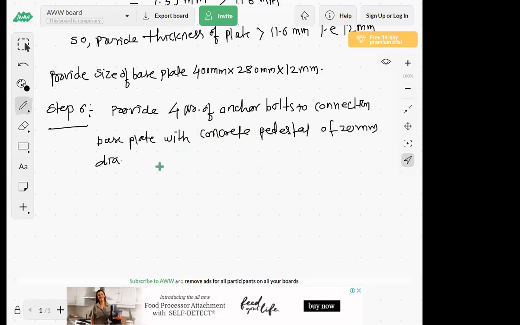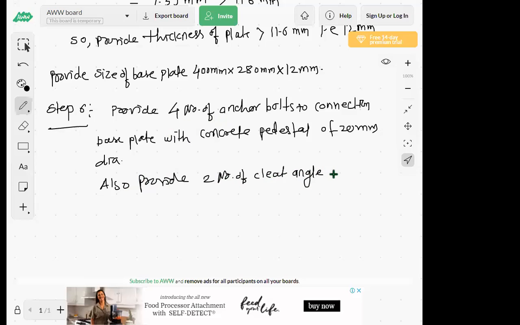Because anchor bolts have some diameter, we have to write specifically which diameter you are using. So four number of anchor bolts with 20 diameter. Full stop. Also provide two number of cleat angle, two number of cleat angle.